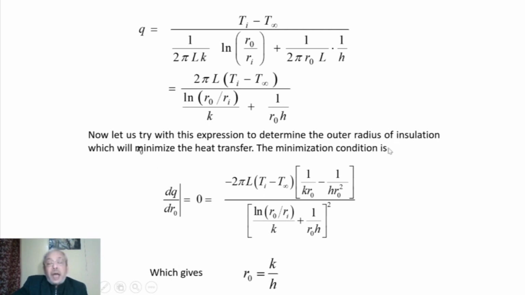So now let us try with this expression to determine the outer radius of insulation which will minimize the heat transfer. For the minimization condition, dq/dR0 equals 0. We find the derivative of this expression and set it equal to 0, which gives R0 equal to k by h. So if R0 is set equal to thermal conductivity divided by film heat transfer coefficient, that is the condition for the outer radius for which we can minimize the heat transfer.